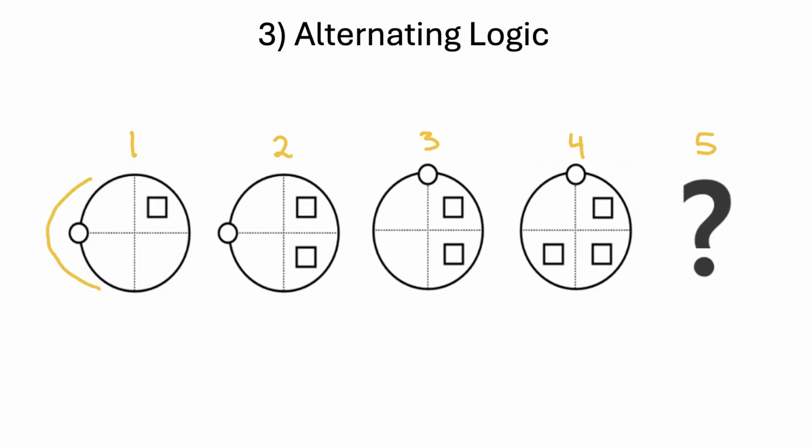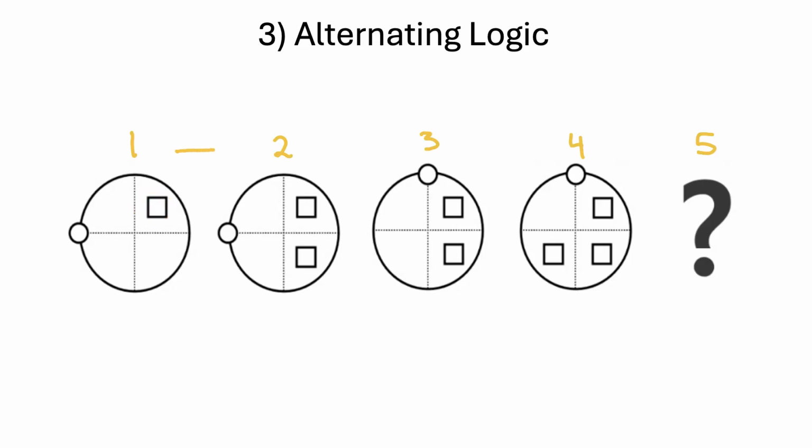So first of all, let's identify the basic structure of the frames. We have a circle, and that circle is broken down into quadrants, so 4 equal sized parts. Then we have 2 other elements. We have a white circle, which in frame 1 is sitting on the far left of the outer circle, and then we have 1 square, which is sitting in the top right quadrant.